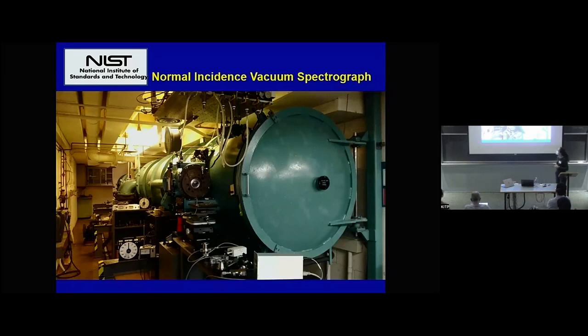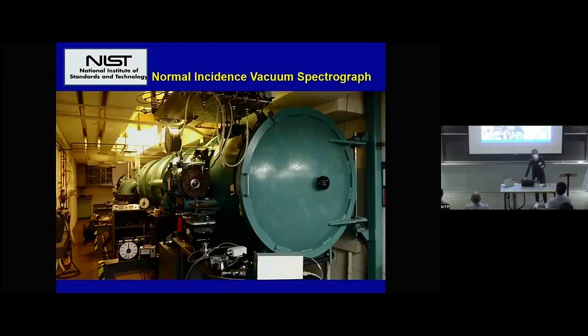This is a massive, 12-meter spectrometer at NIST that we use to measure if we want to go very low into the UV. So you can measure down to 50 nanometers. And you can see it has that size because of the spectral range we want to measure and the resolving power that we want to get.